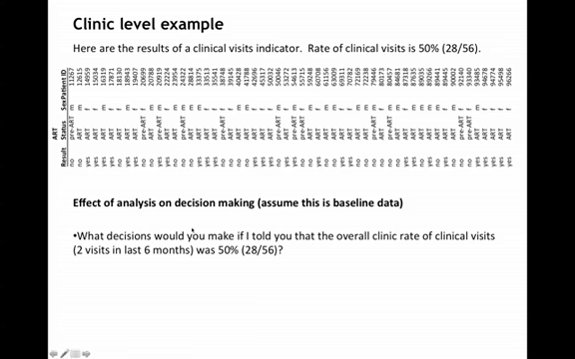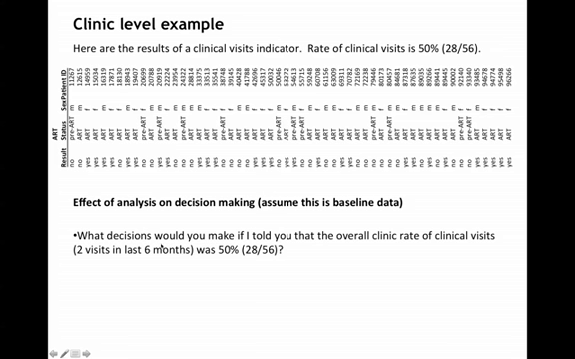So here is just a quick clinic level example. Here's just some raw data for a clinical visits indicator. Just by looking at this data, it's pretty hard to make sense of it, but if we aggregate that, we'll find out that the rate of clinical visits is 50%. 28 out of the 56 people satisfied the criteria for this indicator.